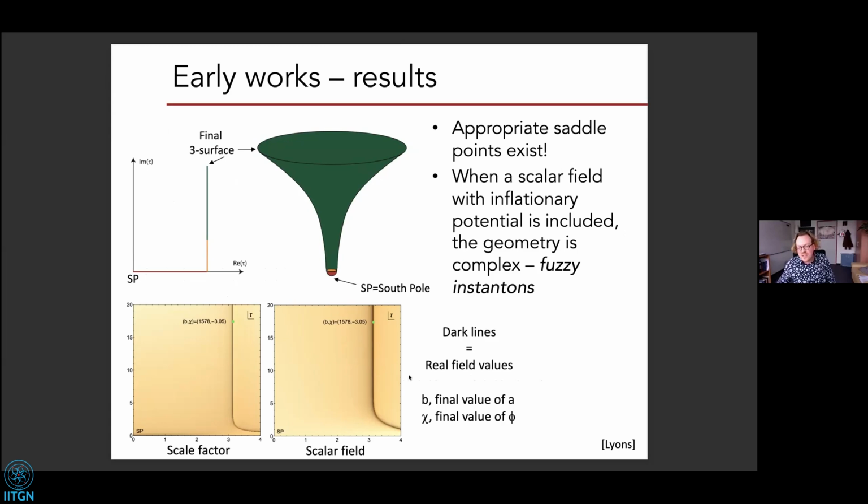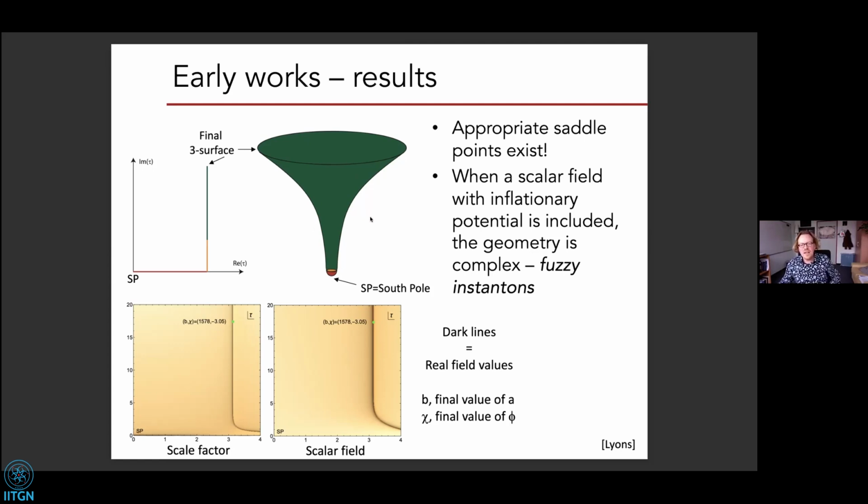And in fact, the results that were found in the early 80s and 90s confirmed that such saddle points do exist. They have a shape which is always, roughly speaking, half of a full sphere at the bottom. The point at the bottom is usually called the south pole of the solution. And then this is joined to a portion or half of the de Sitter hyperboloid in the future.